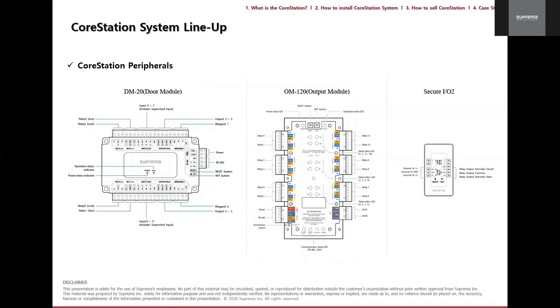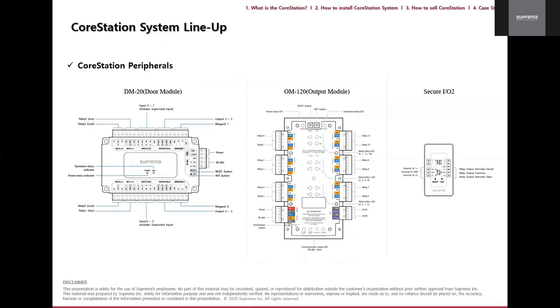Also, we have 3 different types of module that would also work with the CoreStation. On the left here, you have the DM20. So if you're looking to expand your system to control more than just the 4-door limitation of the CoreStation, you can add as many DM20s as needed for different solutions that you may require for each client.